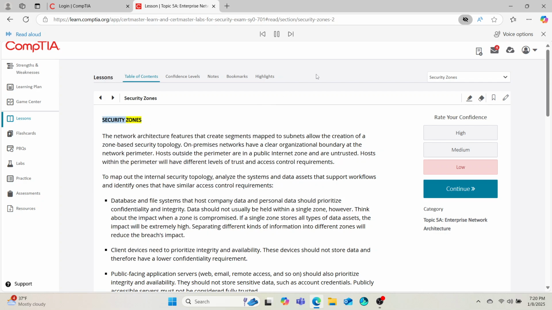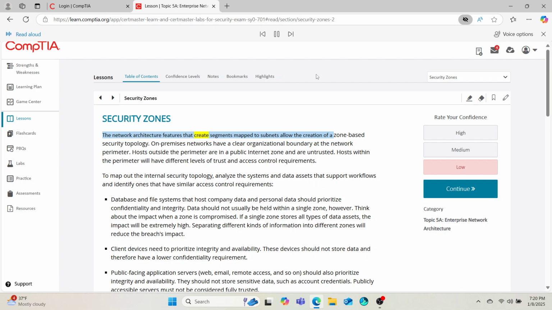Security zones. The network architecture features that create segments mapped to subnets allow the creation of a zone-based security topology. On-premises networks have a clear organizational boundary at the network perimeter. Hosts outside the perimeter are in a public internet zone and are untrusted. Hosts within the perimeter will have different levels of trust and access control requirements.